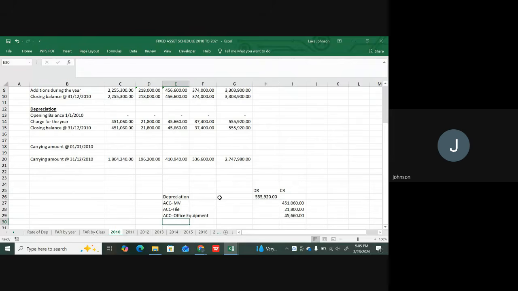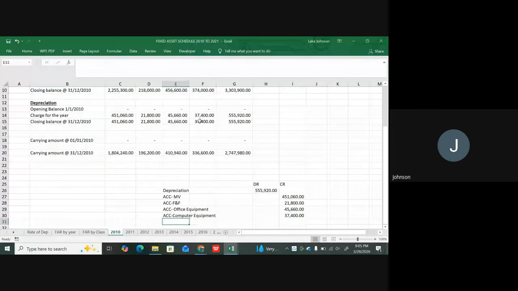Then the last one will be accumulated depreciation for computer equipment. So this is what we're going to post for our company for computer equipment. We're going to set it equal to this; we come over here and select this, and this is what we're going to put there.